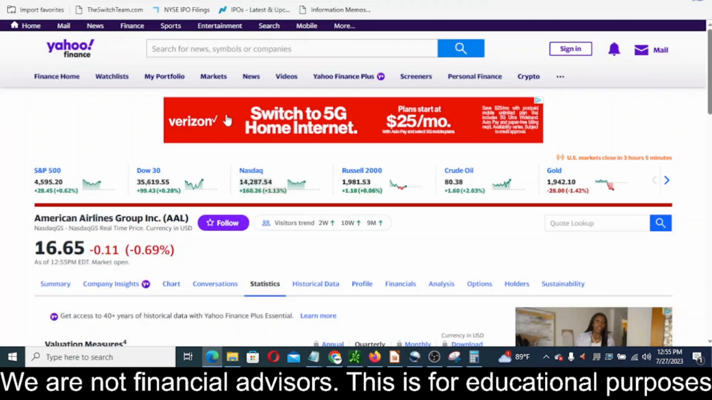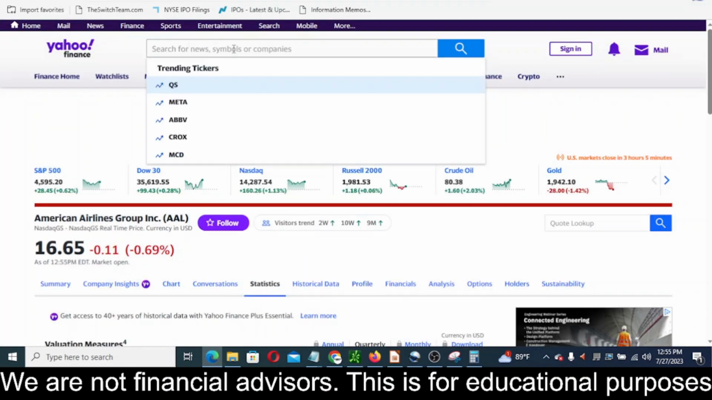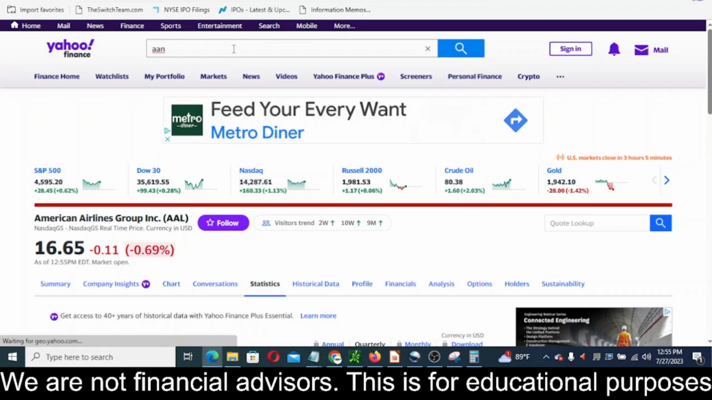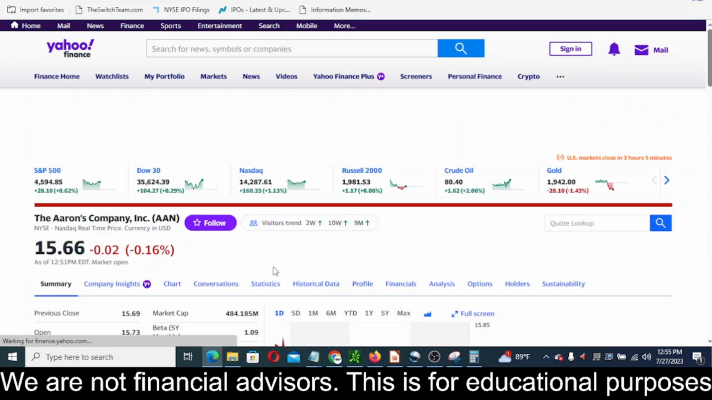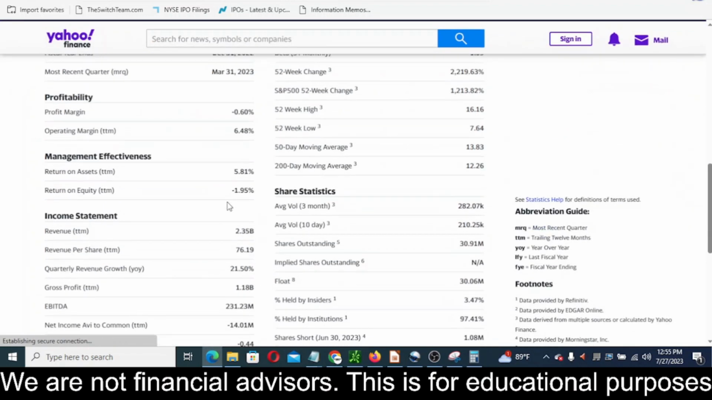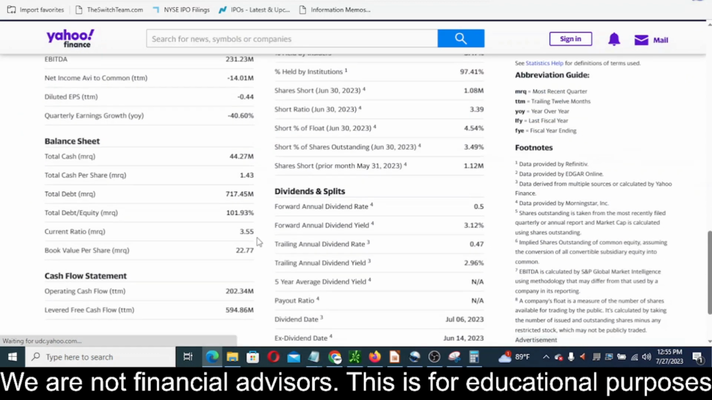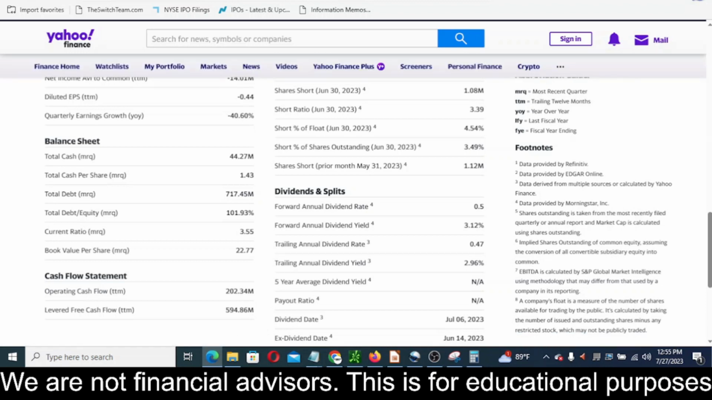Let's go into Yahoo Finance and look up ticker AAN, or Aaron's, come to the Statistics tab, and scroll down and look at the book value per share. You can see their book value is actually almost $23, and they're trading at $15. This is definitely one way to find these undervalued stocks.